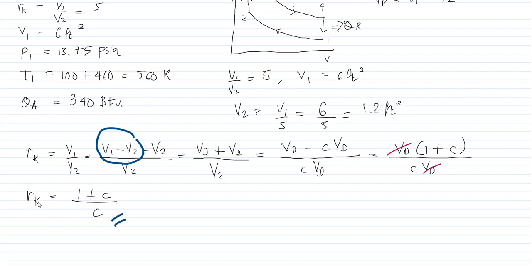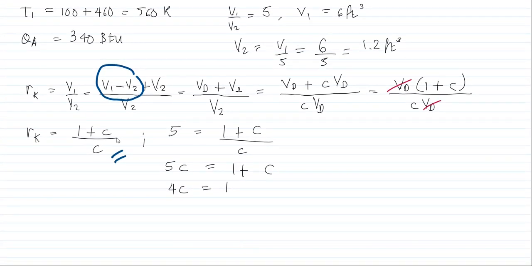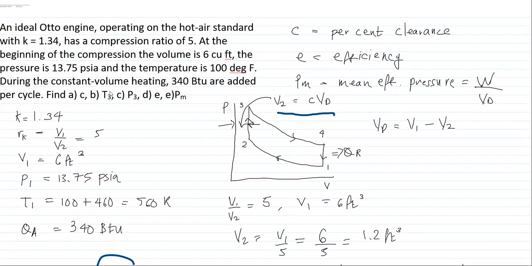And since we're given the compression ratio, okay, 5 is your compression ratio. So 5 is equal to 1 plus C over C. I can solve for C. Okay, using simple algebra, I have 5C is equal to 1 plus C. This will become 4C is equal to 1. Therefore, your C is equal to 1 over 4 or 0.25. Since this is a percent clearance, therefore, C is equal to 25%. So I hope that is clear. Let's proceed with the other unknowns.